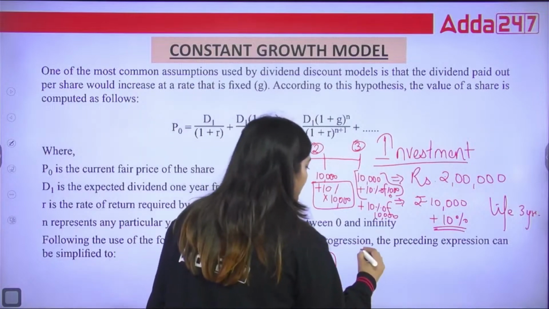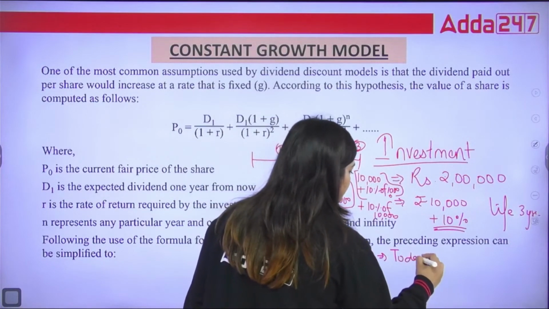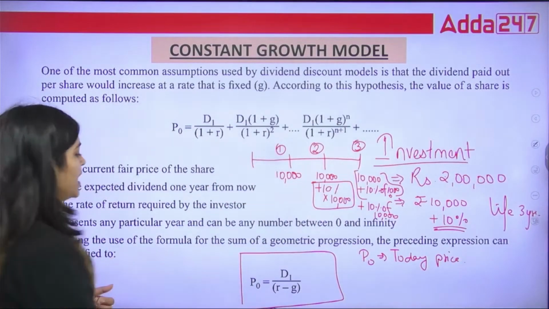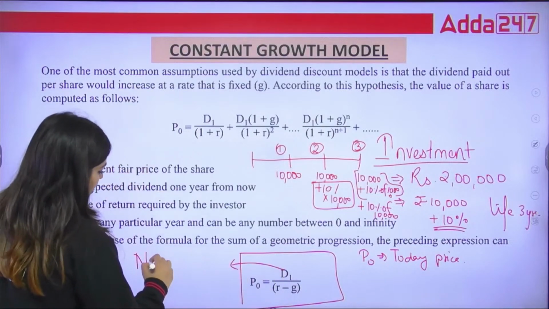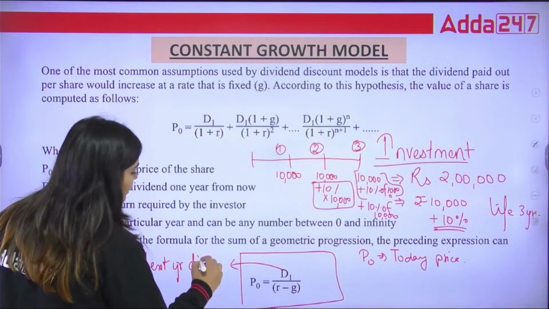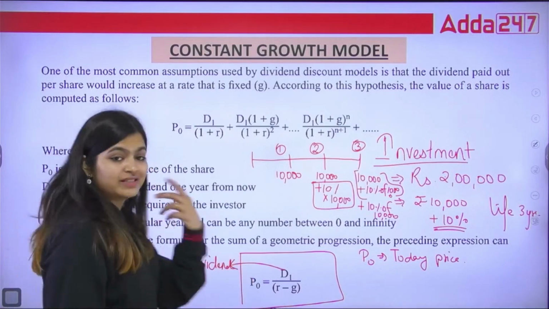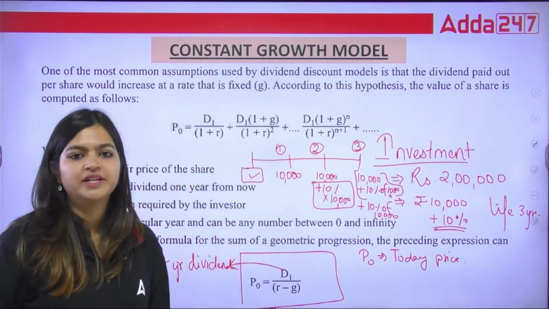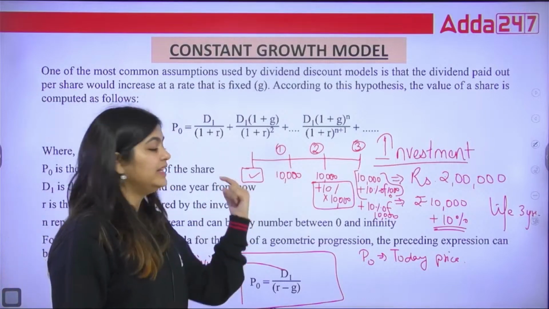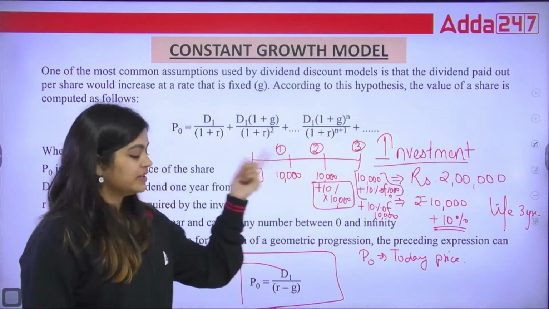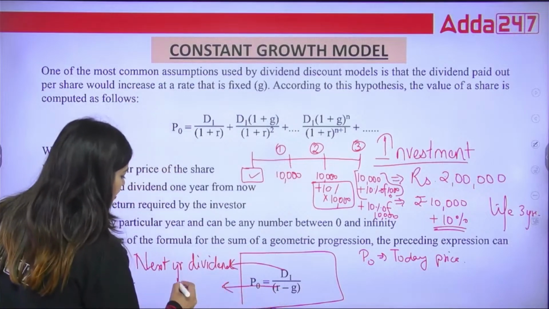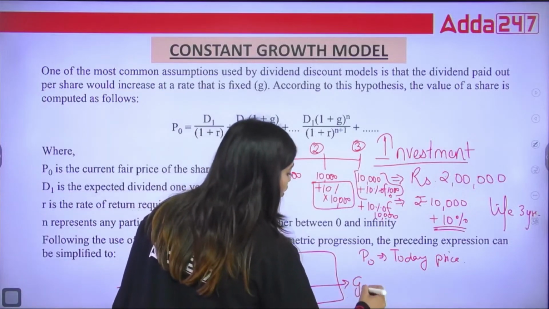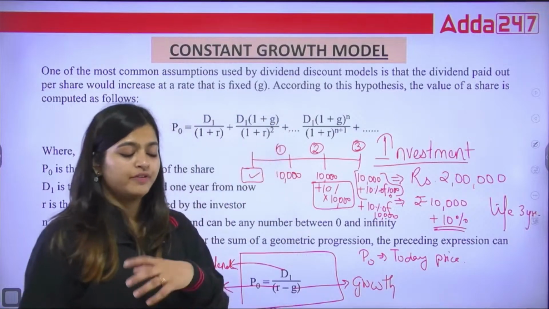See, P0 is your today's price. D1 is the next year's dividend that you are going to receive next year. We need to calculate today's amount now. So in this, we are using the next year's dividend divided by R. R is your discount rate. G is your growth, the increase that we can observe.